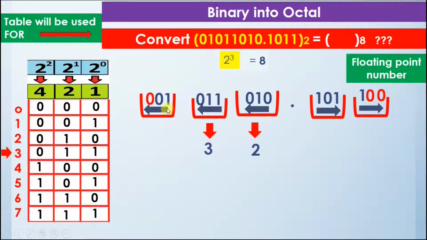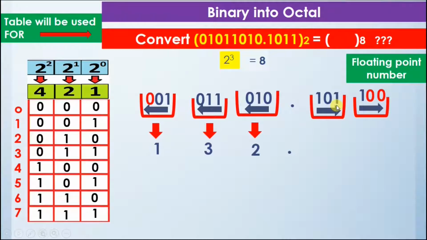Next we will find this value 001 in the table. So where is this value 001? Here is the value, and it is equal to which octal digit? That is 1. So we write 1 here. Next, the decimal point will maintain its position. So next we have 101. So we will find the value of 101 in the table.